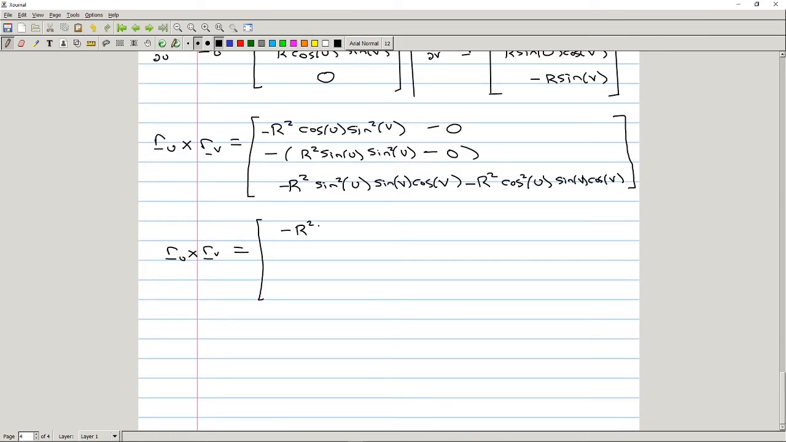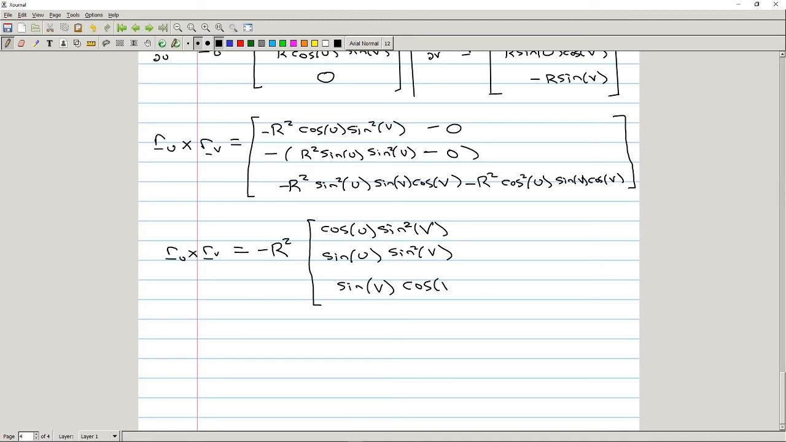It's going to be negative r squared cosine of u sine squared of v. And we can actually bring the negative r squared out, because it's common to each term here. That's negative r squared times cosine of u sine squared of v, sine of u times sine squared of v. And then lastly, you have sine squared plus cosine squared here, so it'll just be sine of v cosine of v. And so this is it.